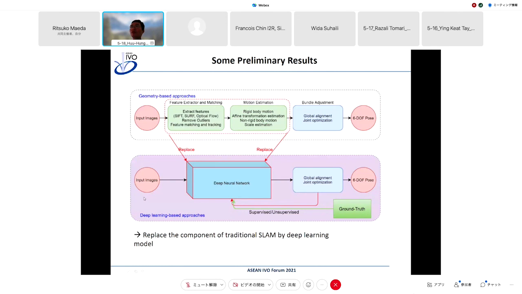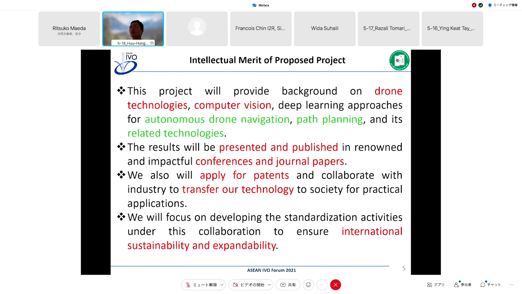So in this project, we will provide some background of drone technology, computer vision, and deep learning approaches for autonomous drone navigation and related technology. The results will be presented and published in conference and journal papers. It can be applied for a patent or collaboration with industry to transfer the technology to society.